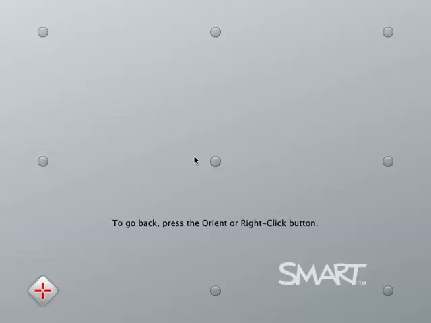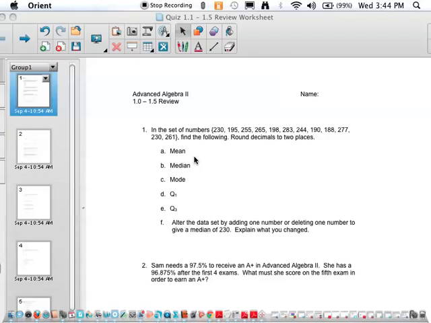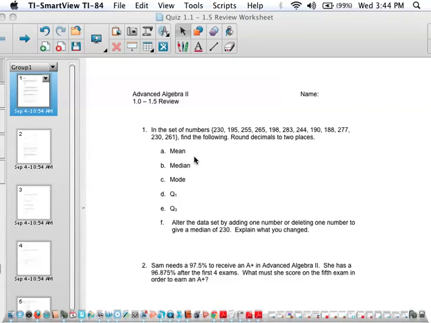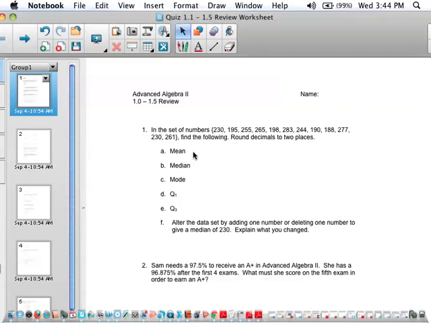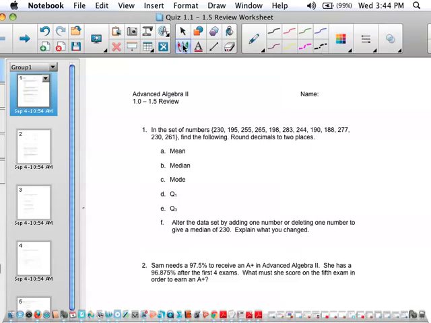Sorry, I forgot to calibrate first. I'll have to do it quickly now. Okay, so from our calculator, we know that X bar, the average, was equal to 234.67. The median was 237. The mode was 230. Q1 was at 196.5. Q3 was at 263.